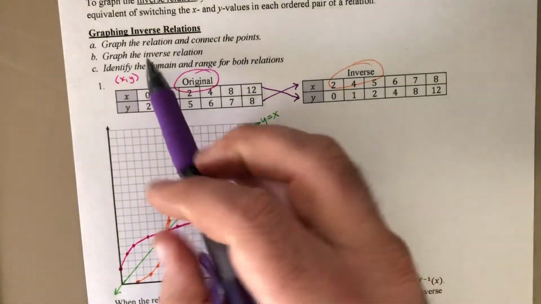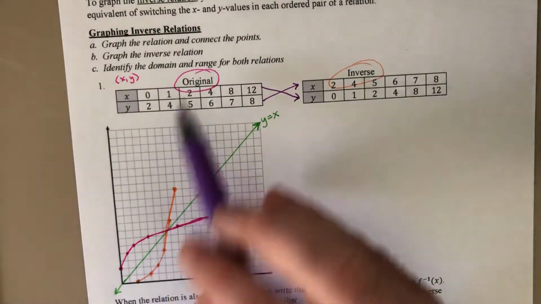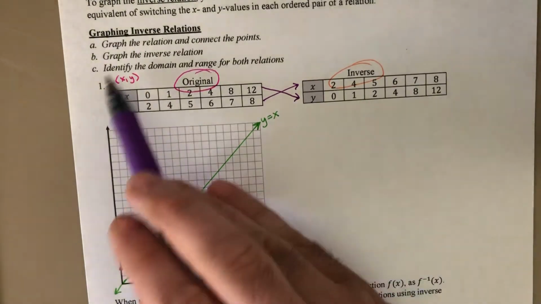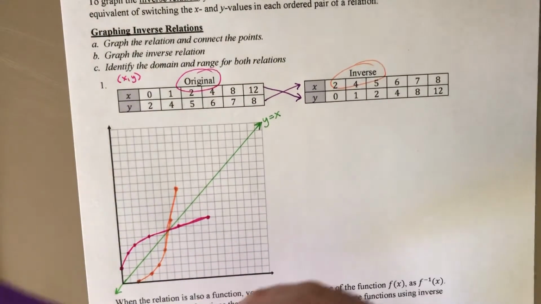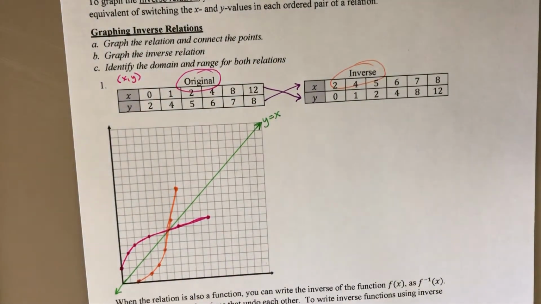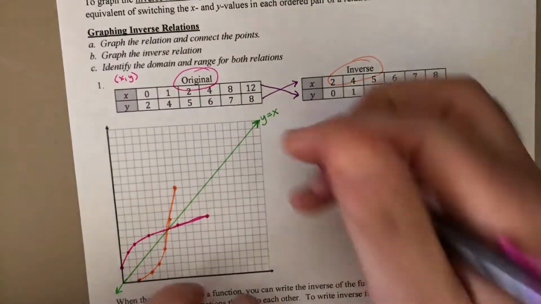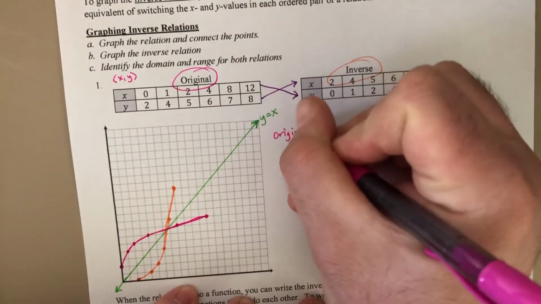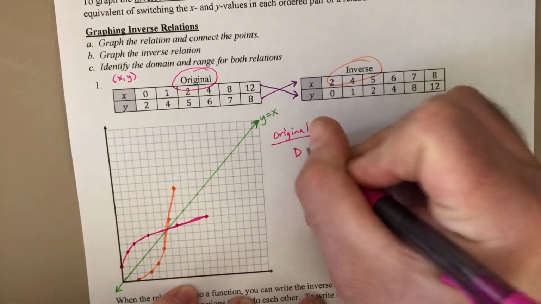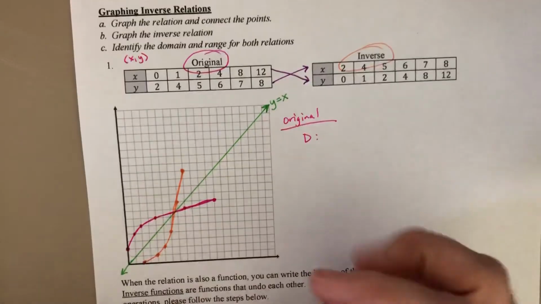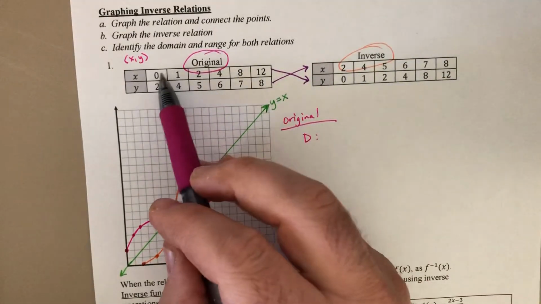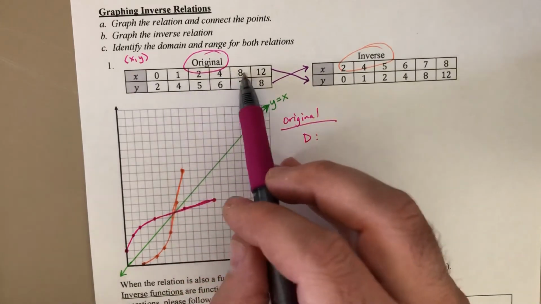It says graph the relation, we did it, connect the dots. Graph the inverse relation, did it, connect the dots. Identify the domain and range for both relations. So for the original, the domain, remember, domain is the input values, your x values, so 0, 1, 2, 4, 8, 12.